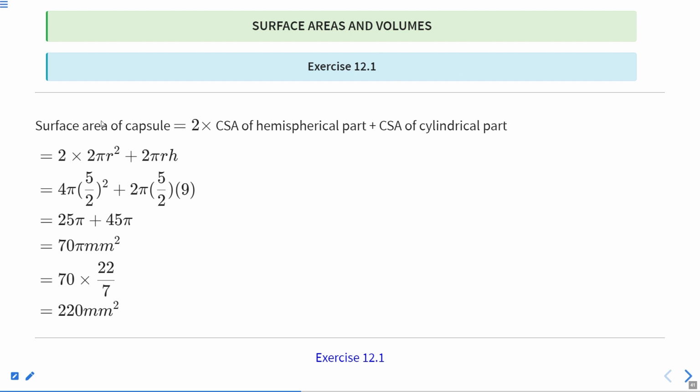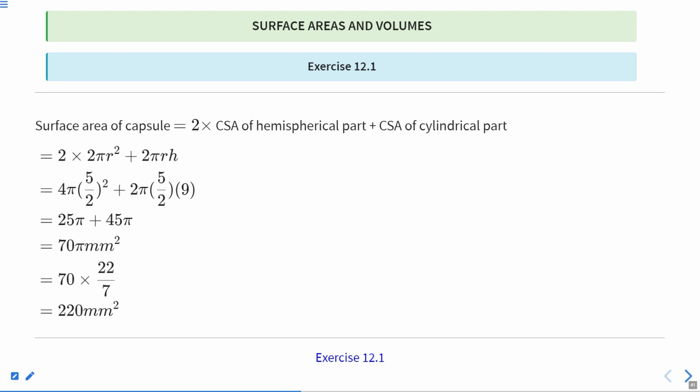And now the surface area of the capsule is equal to 2 times the curved surface area of the hemispherical part plus the curved surface area of the cylindrical part. We know that the curved surface area of the hemispherical part is equal to 2 pi r square and the curved surface area of the cylindrical part is equal to 2 pi r h.